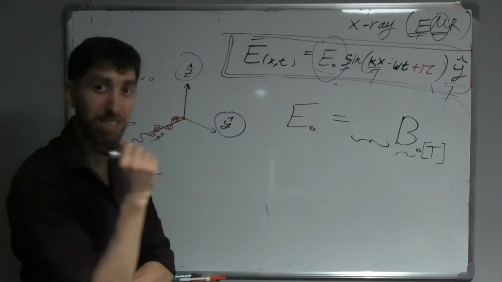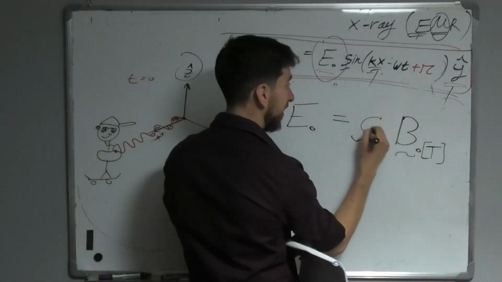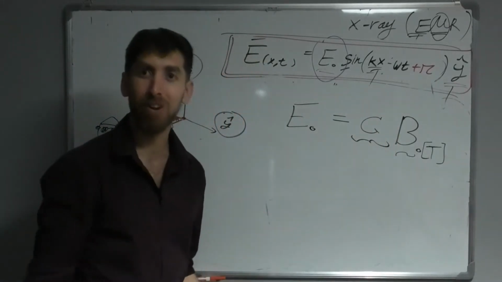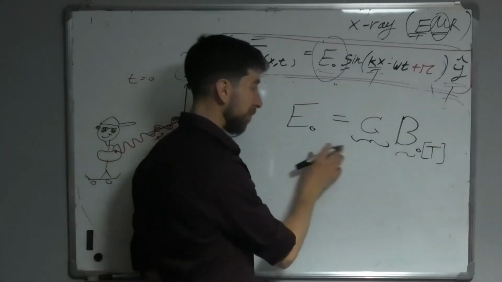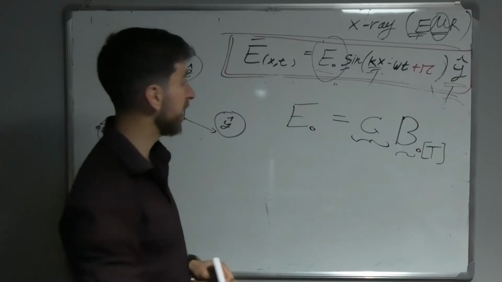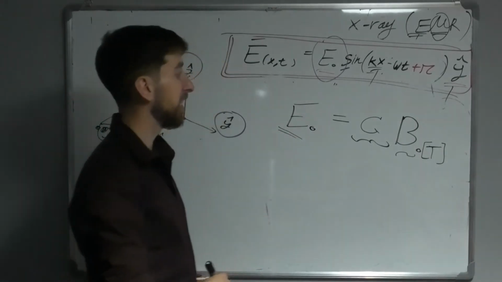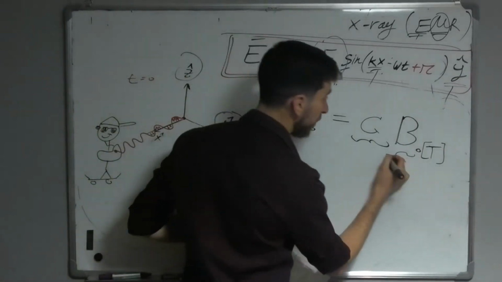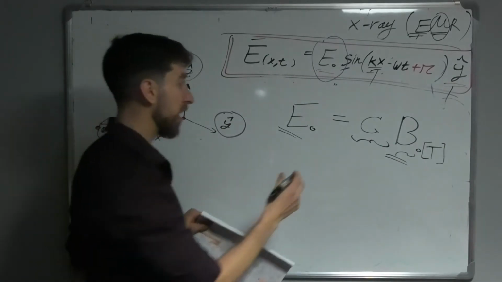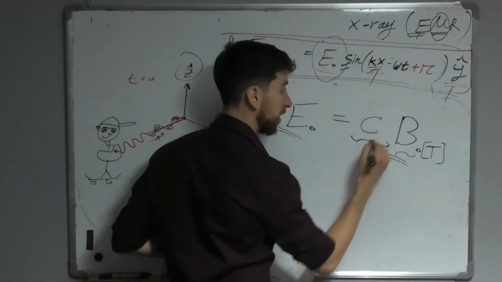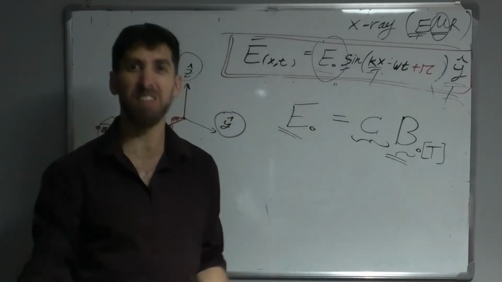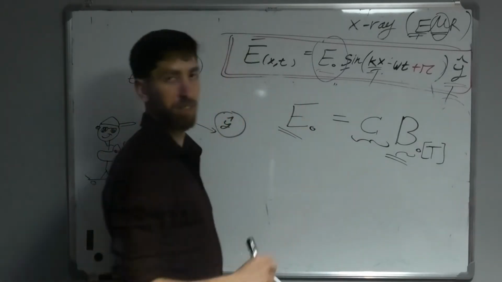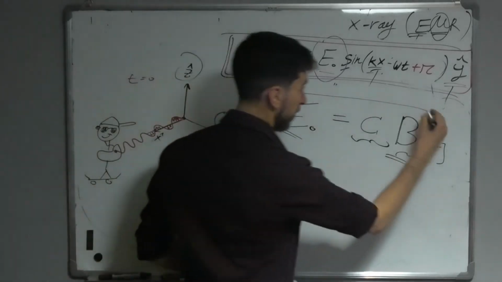And this constant is one you're pretty familiar with. It's the speed of light. How bizarre this is. There's a relation between the value of the electric field and the value of the magnetic field, and this relation is through a constant that we discovered way before we understood waves. This is the speed of light. That's what I want you to remember.